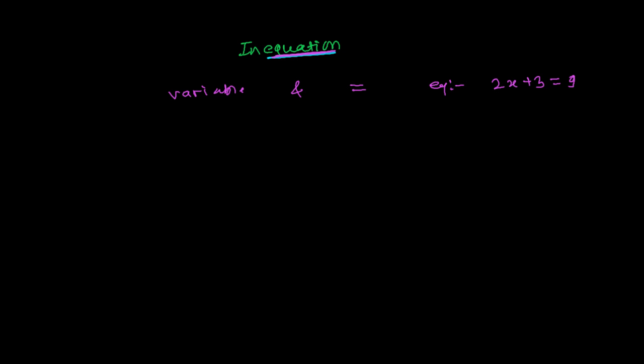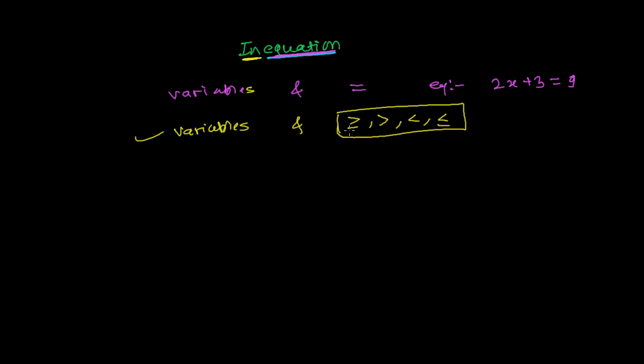Now how can we define inequation? Inequation is a mathematical statement which involves one or more variables and an inequality sign: greater than sign, greater than or equals to sign, less than sign, or less than or equals to sign. Such equations are called inequations.